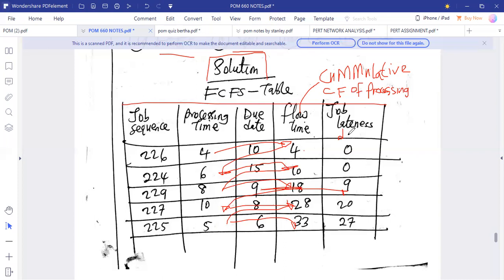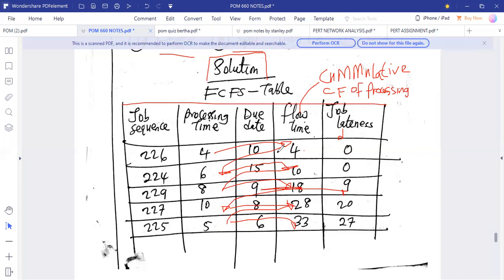So the cumulative flow time is coming in because of those jobs that are there. For each of the jobs given, we are trying to sum up. So it's just a 4 here, getting down here, 4 plus 6 is 10, 10 plus 8 is 18, 18 plus 10 you're getting 28, 28 plus 5 is 33. So to get the job lateness for each job, you just subtract the due date from the flow time, the completion time for that job. So here, we are not late at all for 226 because we are within boundaries.